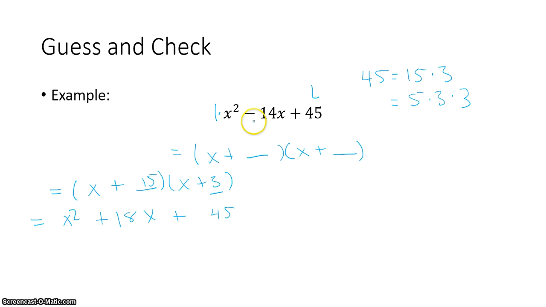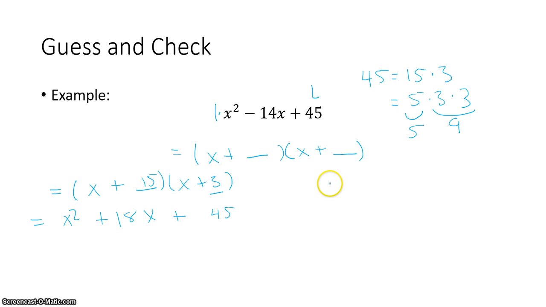We know we want minus 14 when we add our outside and inside terms together. That's a negative. So what I'm seeing here is if I look at 3 times 3, well, that's 9 and 5. And when I add 5 and 9 together, I get 14. But what I need is negatives.